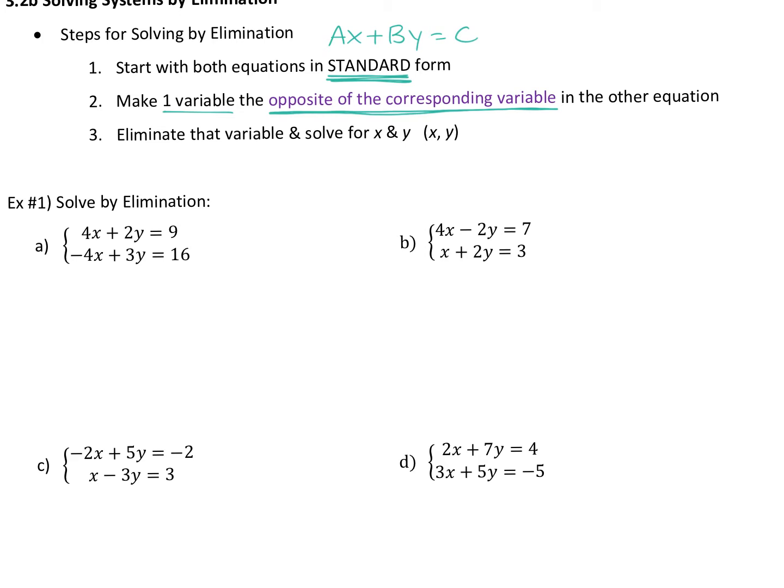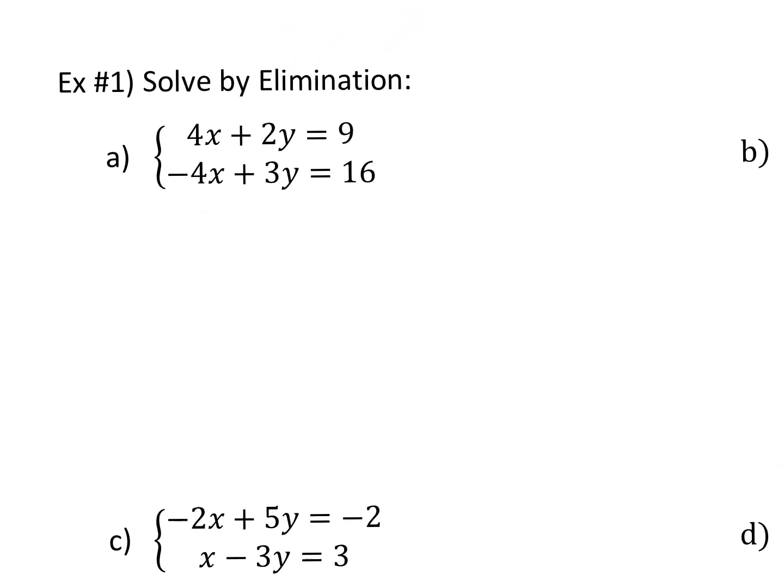Zeros are great. So then we will eliminate one variable, solve for the other variable, and then plug in to get your variable that you got rid of initially. So let me show you what I mean here.